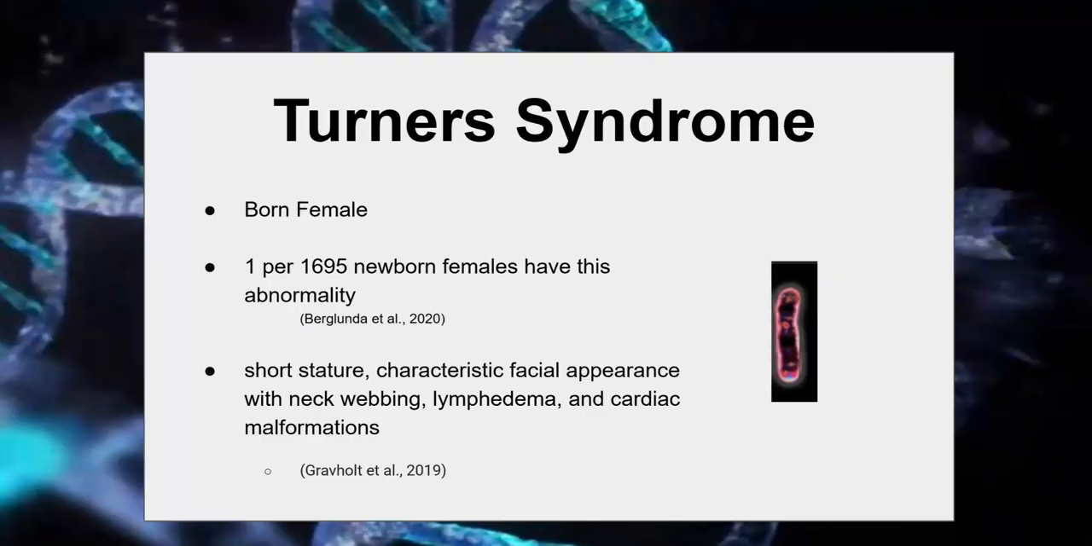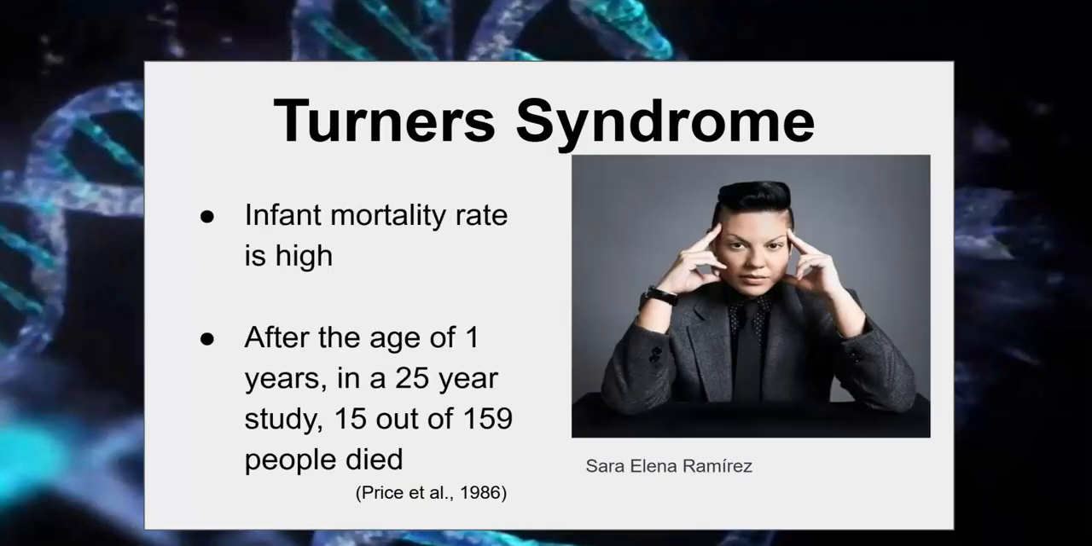Now, let's get into the nitty-gritty. So we're looking at Turner syndrome. They are born female, and 1 per 1,695 newborn females have this abnormality. They have some symptoms of short stature, characteristic facial appearances with neck webbing, lymphedema, and cardiac malformations.